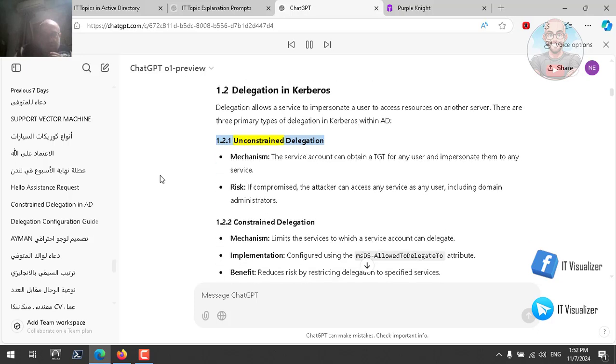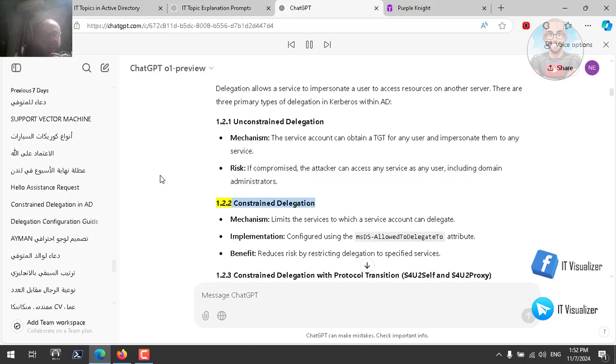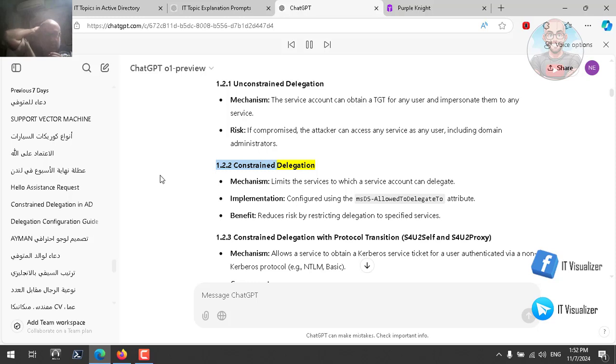1.2.1 Unconstrained delegation. Mechanism. The service account can obtain a TGT for any user and impersonate them to any service. Risk. If compromised, the attacker can access any service as any user, including domain administrators. 1.2.2 Constrained delegation. Mechanism. Limits the services to which a service account can delegate. Implementation. Configured using the msDS-AllowedToDelegateTo attribute. Benefit. Reduces risk by restricting delegation to specified services.